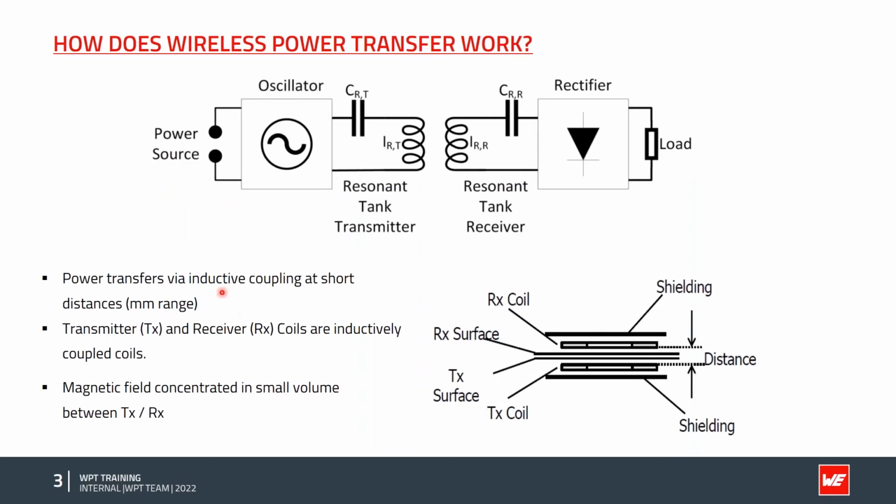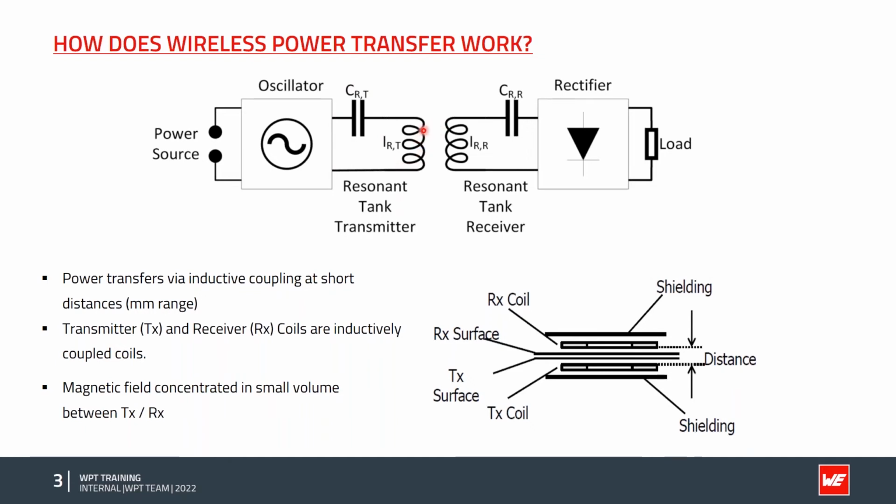How does wireless power transfer work? So, of course, at first you need a DC power source, which is connected with any kind of oscillator. For the oscillator, you can use any oscillator which you want, for example, a Pierce oscillator, full bridge inverter, a Royer converter, or for example, a voltage controlled oscillator. And this oscillator has to be connected with the so-called resonant tank. The resonant tank consists of a capacitance in series with the transmitter coil.